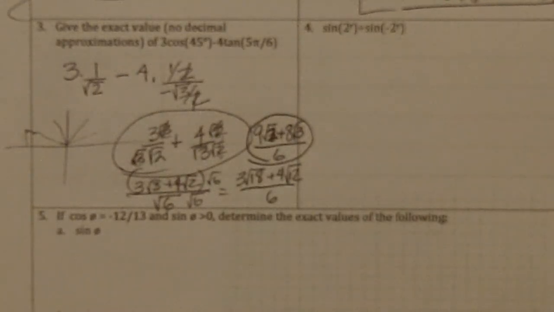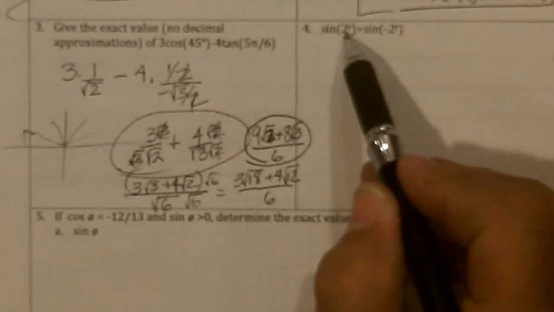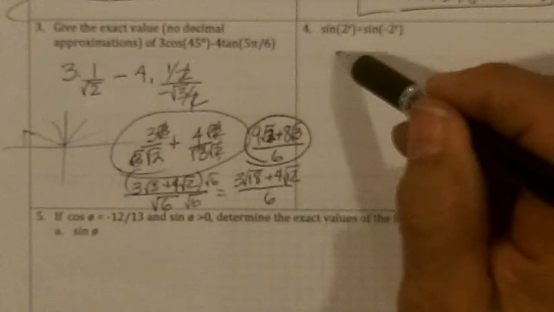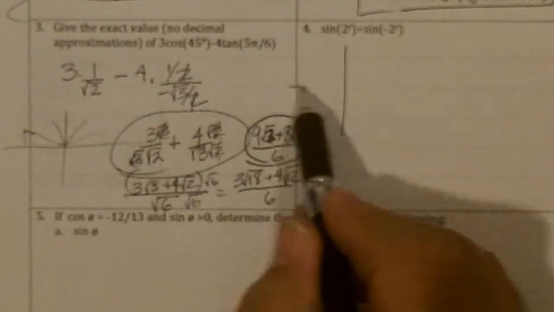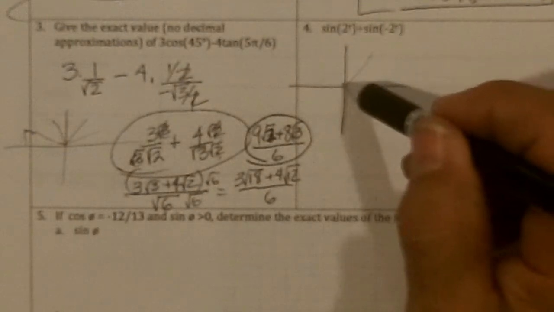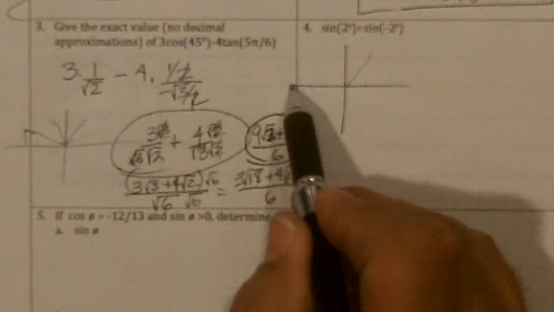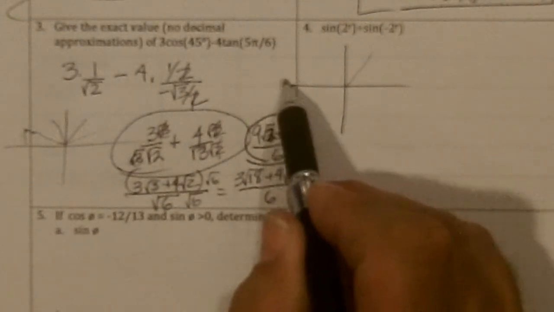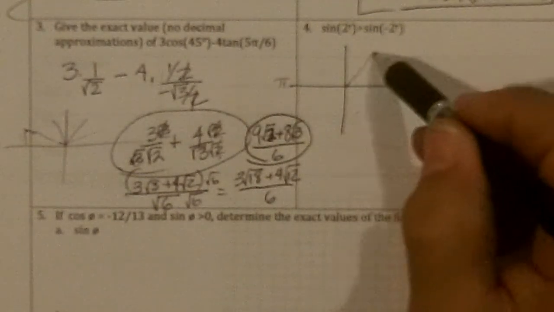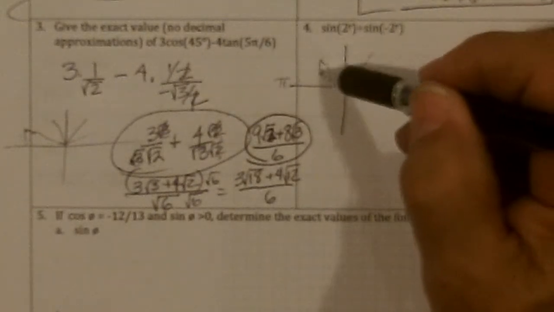Number 4. The sine of 2 radians. So if I look at the unit circle, 2 radians is, 1 is about here, 2 would take me over here, 3 takes me just shy, because it's 3.14 is pi all the way here. So 2 radians is somewhere about here, and the sine would be this height.